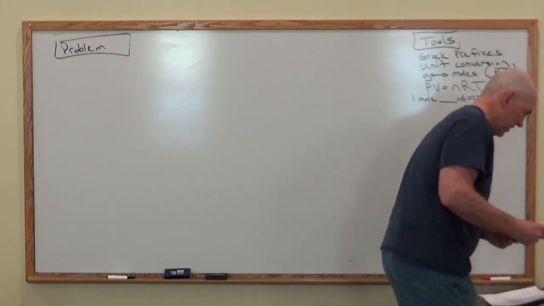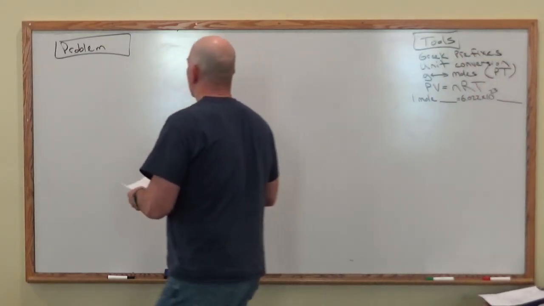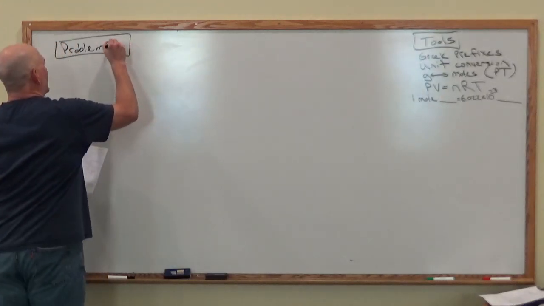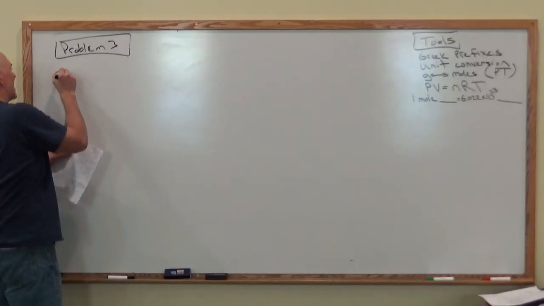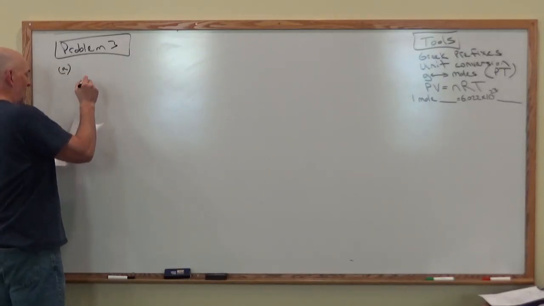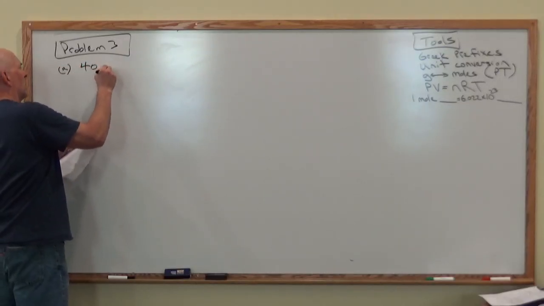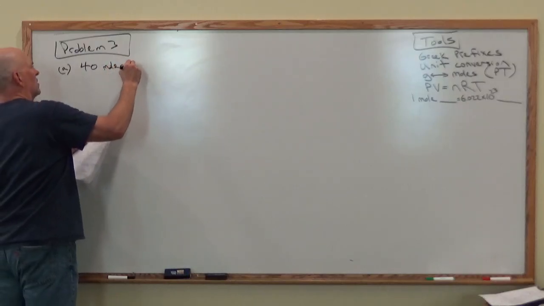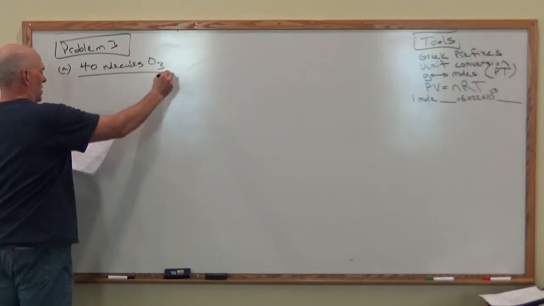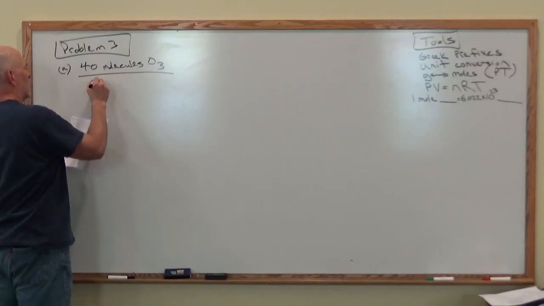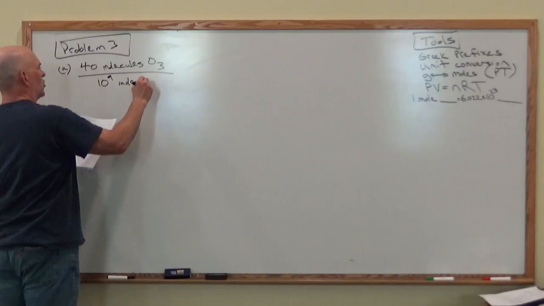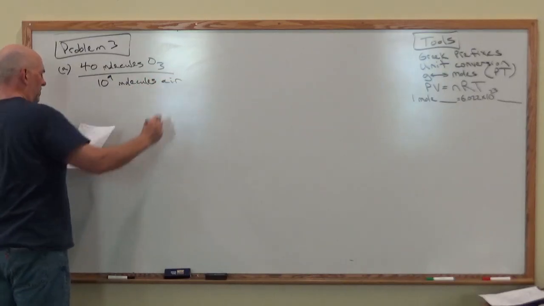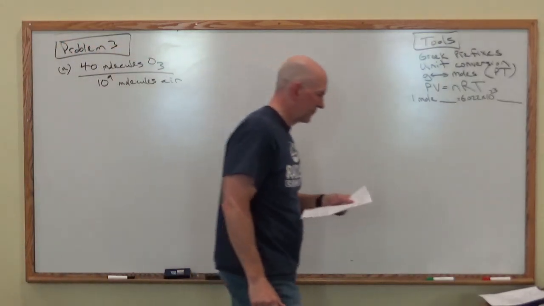Okay, so this is problem 3. Let's jump right into it. 40 parts per billion. What does that mean? So that means there are 40 molecules of ozone for every 10 to the 9th molecules of air. That's what it means.